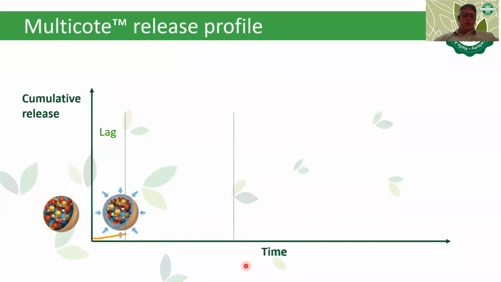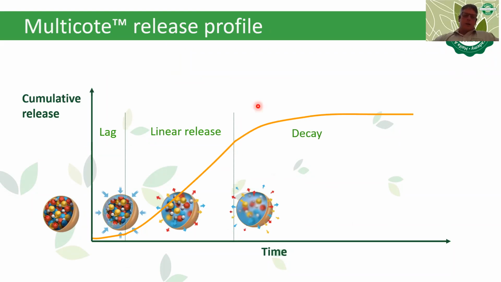If you look at it on a graph cumulatively, we have the lag stage, which is 7 to 10 days. Then we have a linear release over the period that we specify. So we say it's a Multicote 3 or Multicote 4. Then this period is basically 4 months until we get to the decay stage. And then this final stage is your decay, and that takes as long as there's moisture and there's salt on either side.